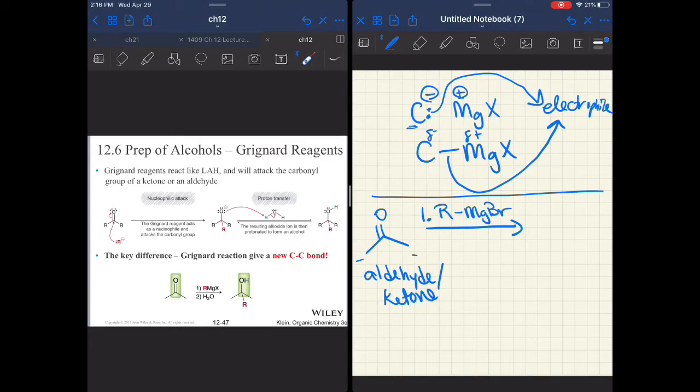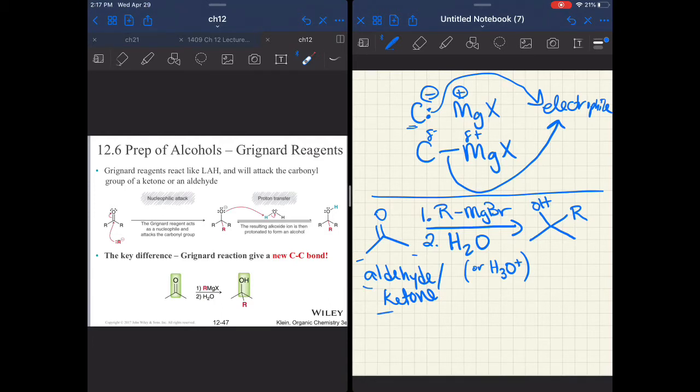And in the second step, and I will take points off here if you do not put a 1 and a 2, you are going to treat with water. You may see H3O plus being used. That's also fine. It's a proton source, so it might just be water. It might be an acidic solution. But the product is going to be the addition of that R group onto the carbonyl carbon and an OH. All right, so we are going to be making secondary and tertiary alcohols here, depending on if we are looking at aldehydes or ketones.